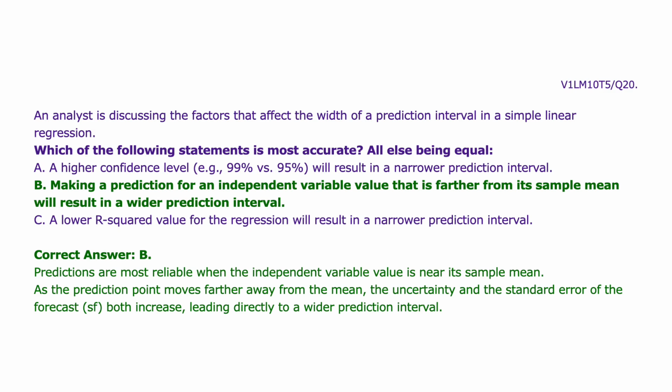Predictions are most accurate when the independent variable is near its sample mean. Increasing the distance from the mean increases the standard error of the forecast, SF, which mathematically forces the prediction interval to become wider.